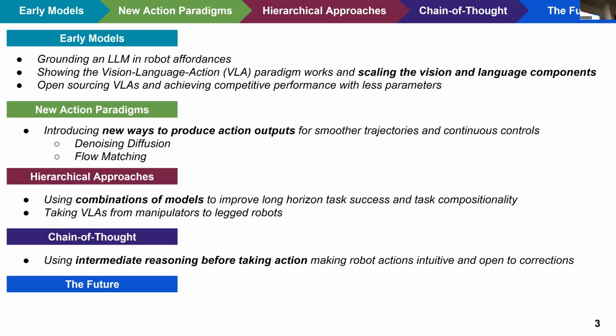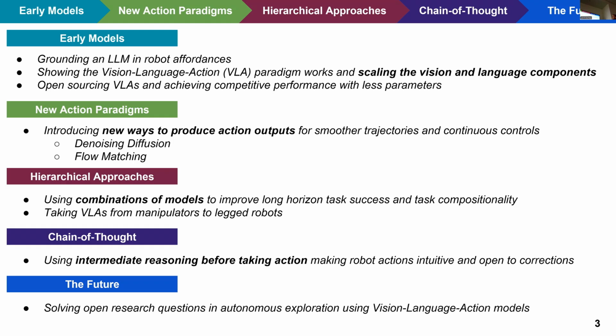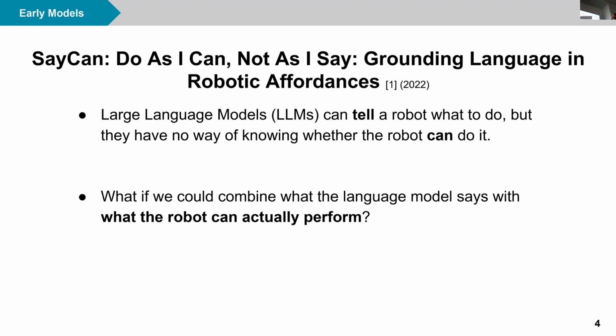After that, we'll talk about chain of thought, which is where we take some of the lessons from large language model development, and we try to do intermediate reasoning before we take action as part of the VLA. And then finally, we'll wrap up by talking about some open research questions for autonomous exploration using these vision language action models and what we can hope to do by exploring that. So we'll start with early models.